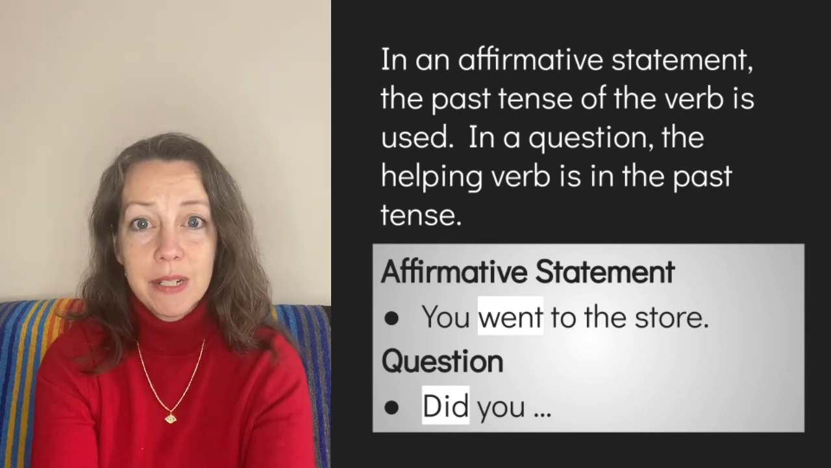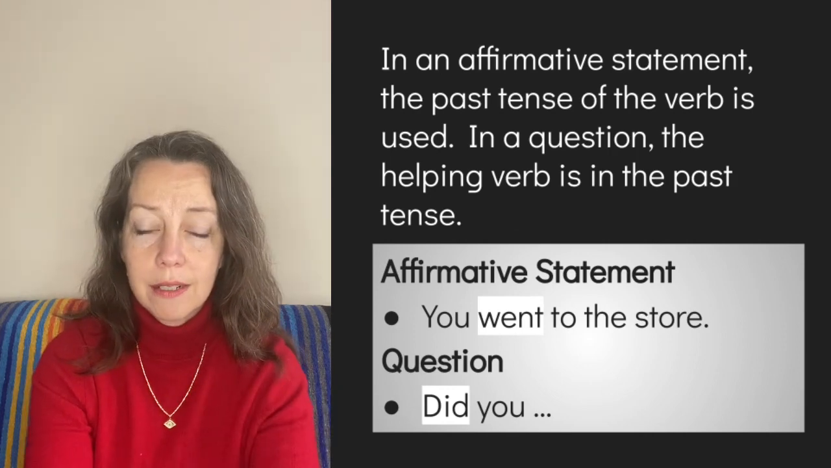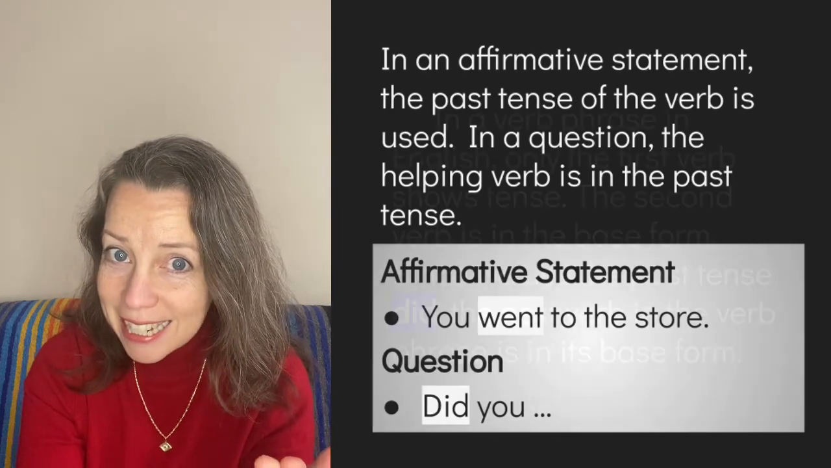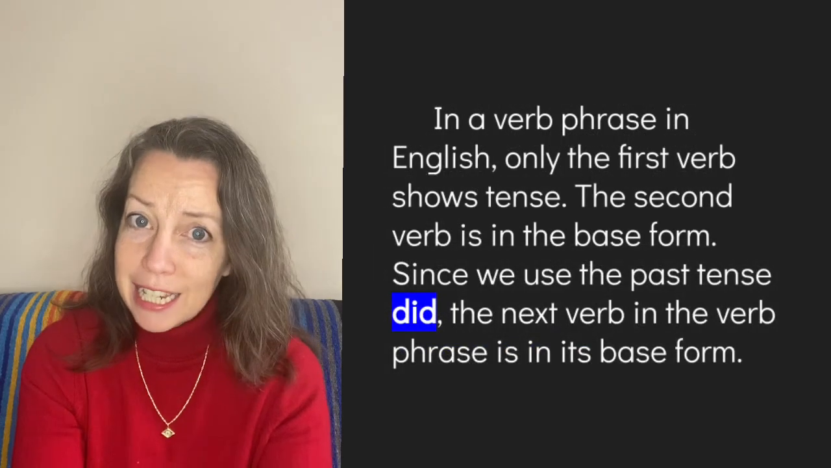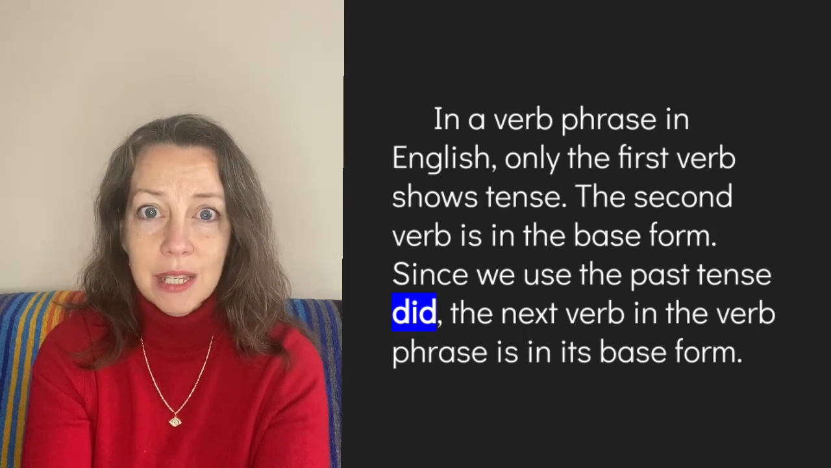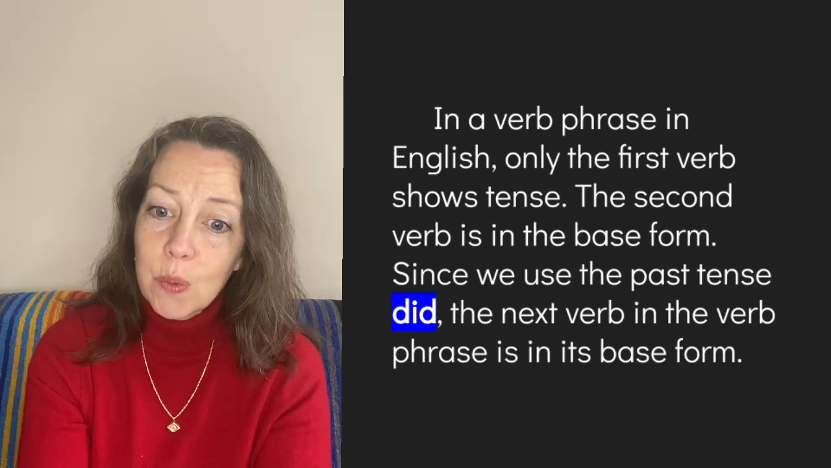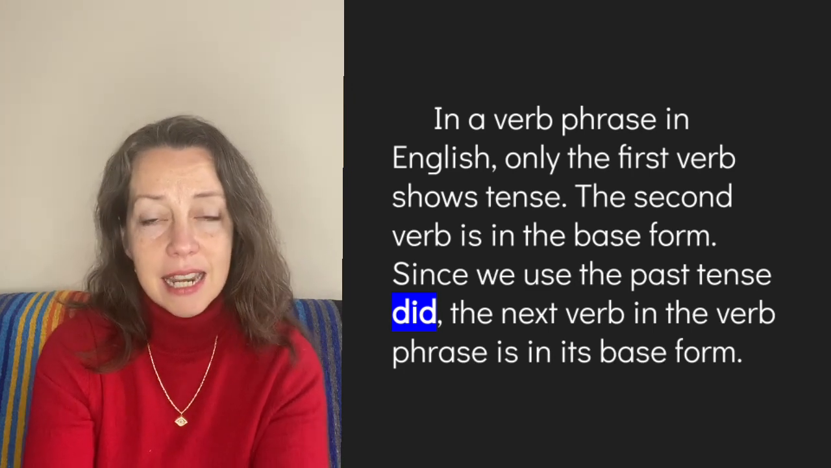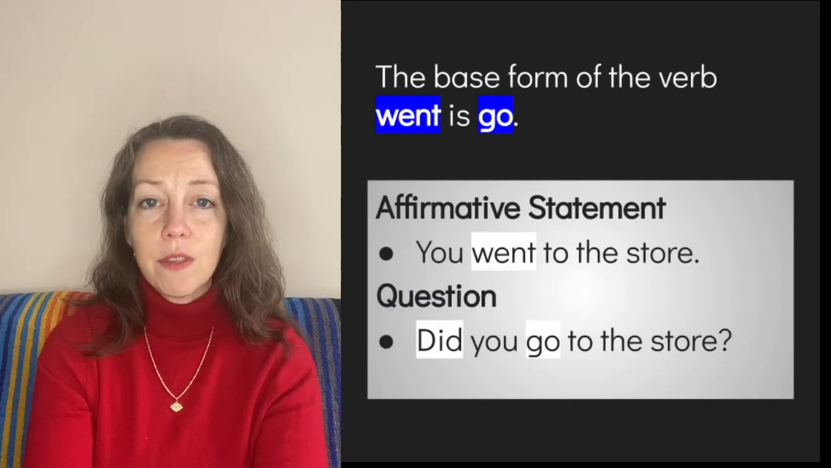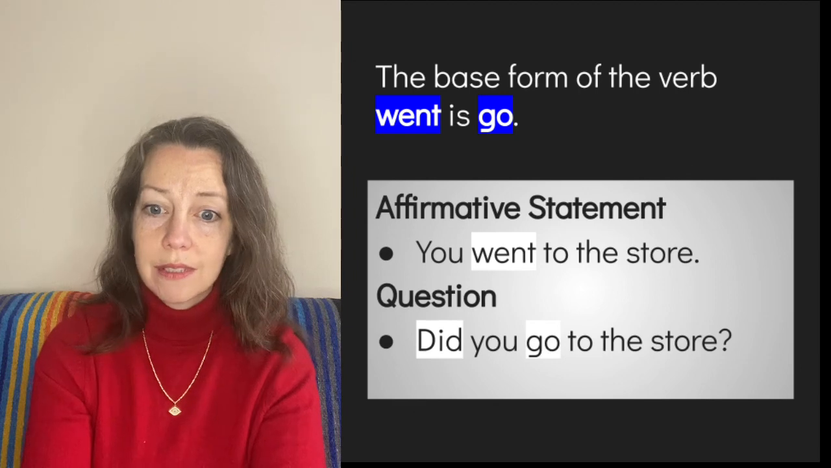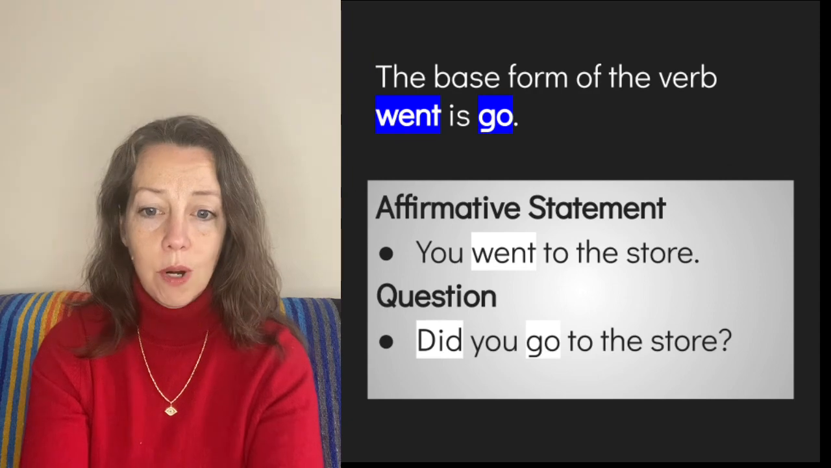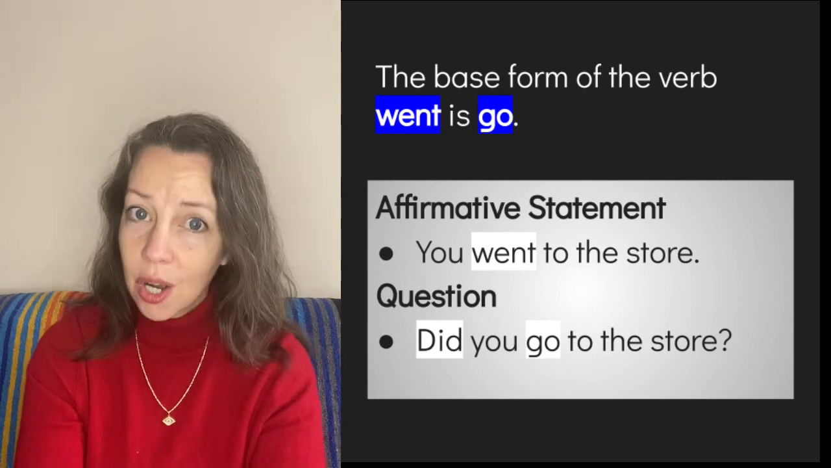So let's look at the affirmative statement. You went to the store. Let's start our question. Did you, what comes next? Remember, in a verb phrase in English, only the first verb shows tense. The second verb is in base form. Since we use the past tense did, the next verb in the verb phrase is in its base form. The base form of the verb went is go. So our affirmative statement, you went to the store, in question form becomes, did you go to the store?